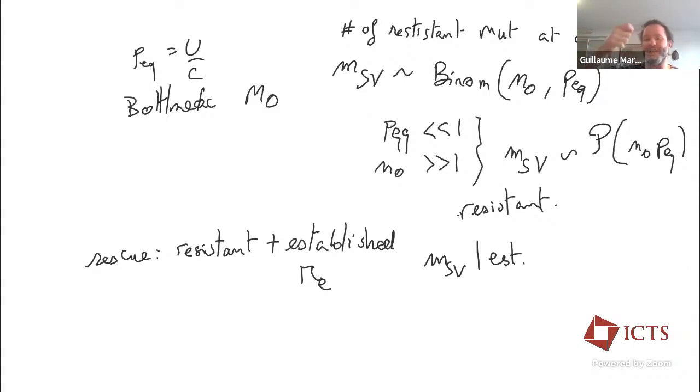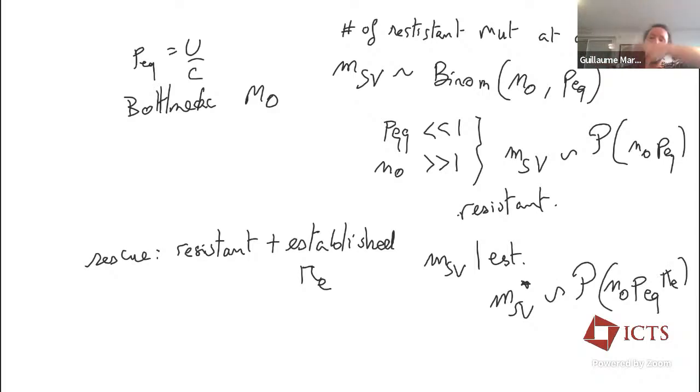Say you're tossing a coin, and my coin fell off the table. I'm considering only the coin tosses that fell on the table and landed heads. Well, then this is multiplying the probability to fall on the table times the probability to land heads. So it means that MSV star, which is the rescue, is going to be Poisson with rate N0, PX, PE.